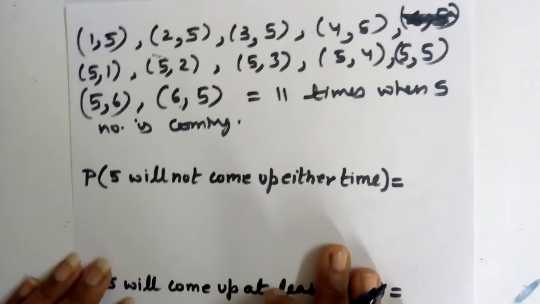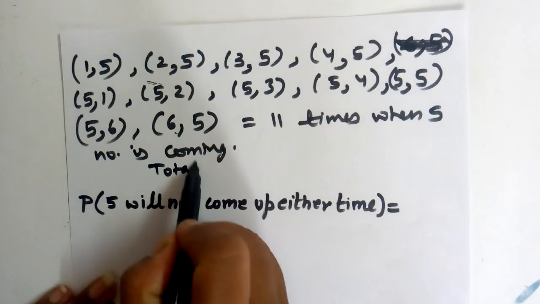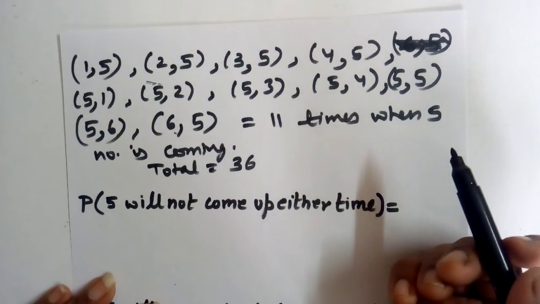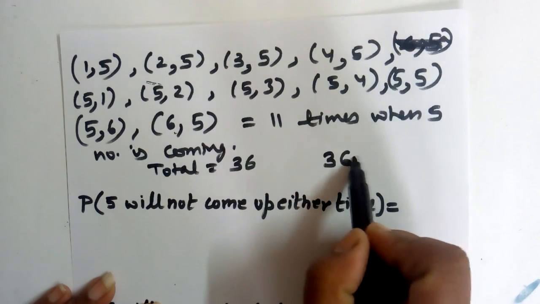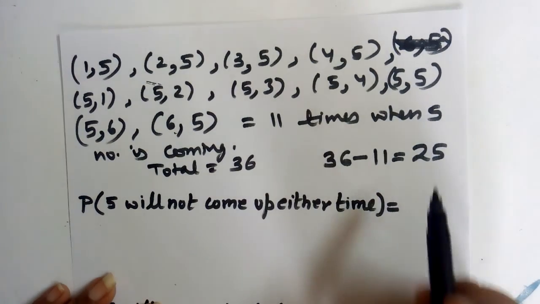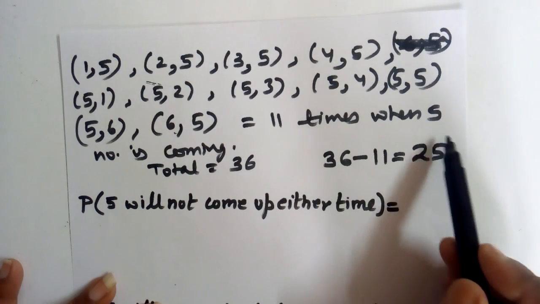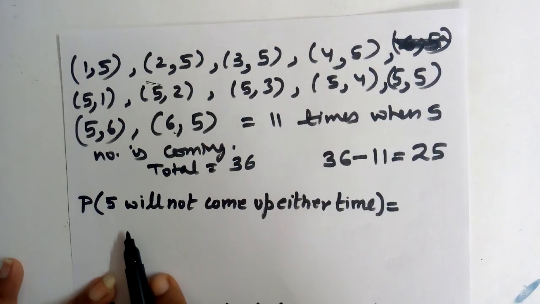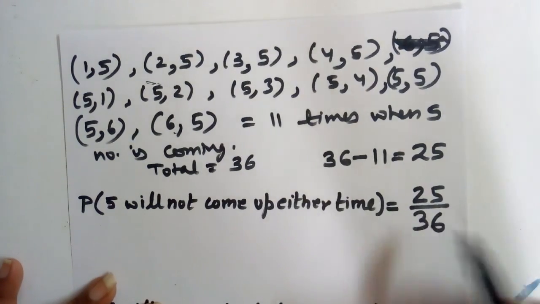But we need to find the probability that 5 will not come either time. The total outcomes are 36, so the favorable outcomes where 5 will not come are 36 minus 11, which is equal to 25. So we have 25 cases where 5 will not come. The favorable outcomes are 25 and the total outcomes are 36. So the probability that 5 will not come either time is 25 upon 36.